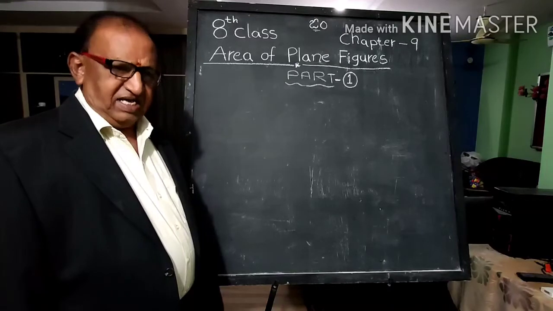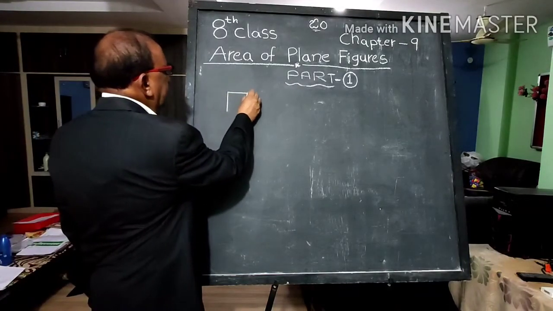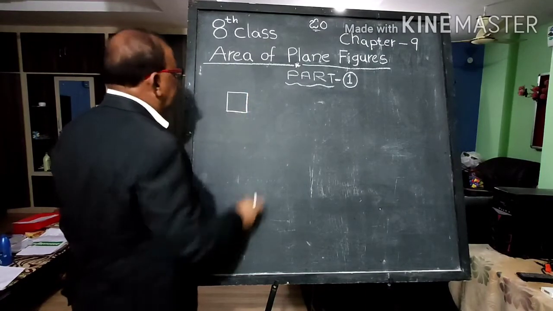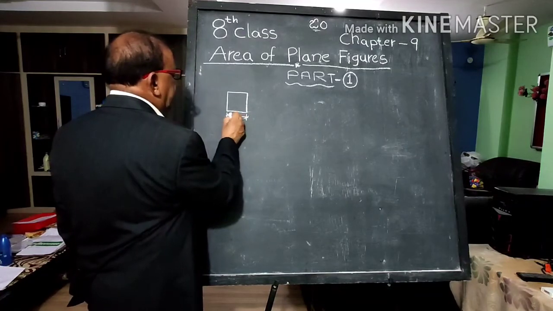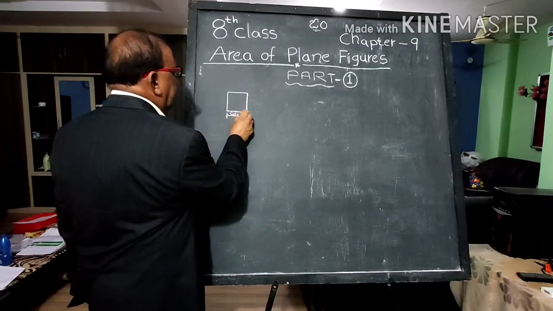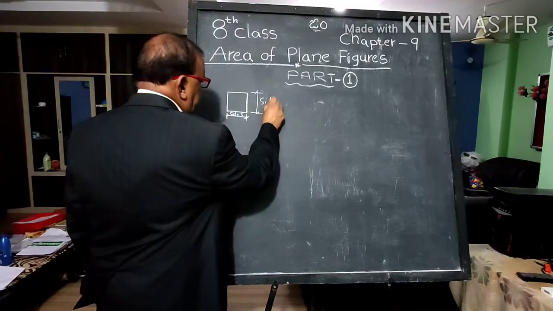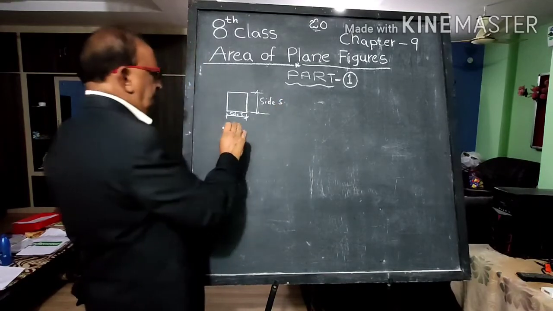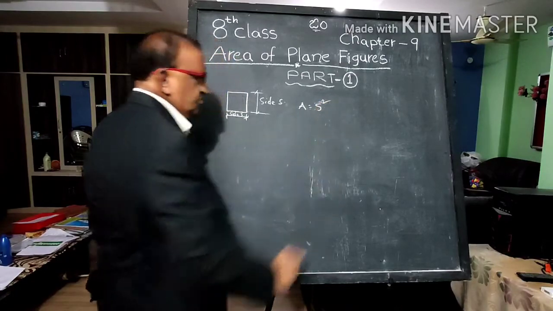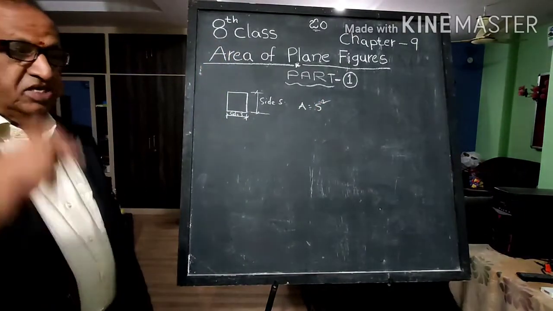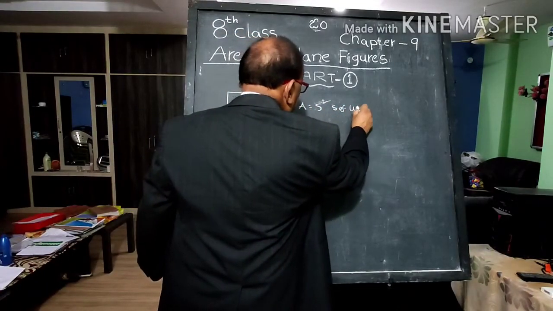In the past classes, you learned how to find the area of simply a square. This is a square. This is a side. Similarly, this is also a side here. So, the area of a square is equal to s squared, and it is in square units.